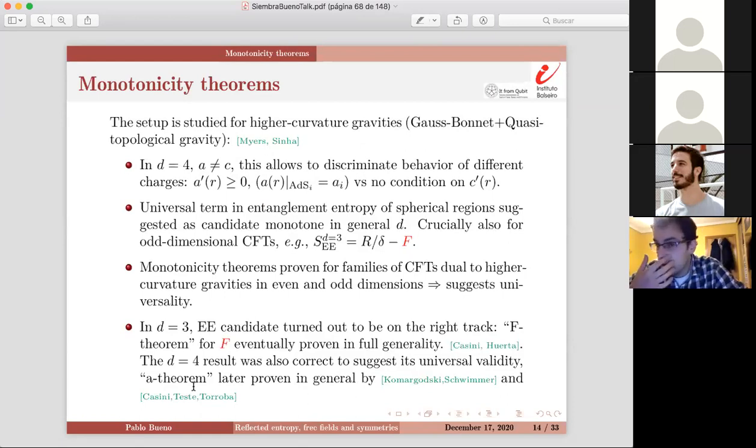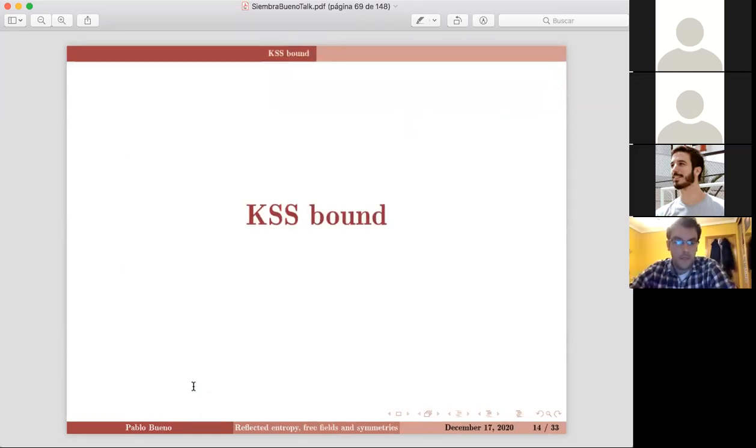Can I ask you one short question, and if it's long, push me to the discussion session. Okay. In these proofs, how do they relate the entanglement entropy with the T mu nu correlator? That's what defines A and C, right? Field theoretically, right? So how is the entanglement entropy linked to that?